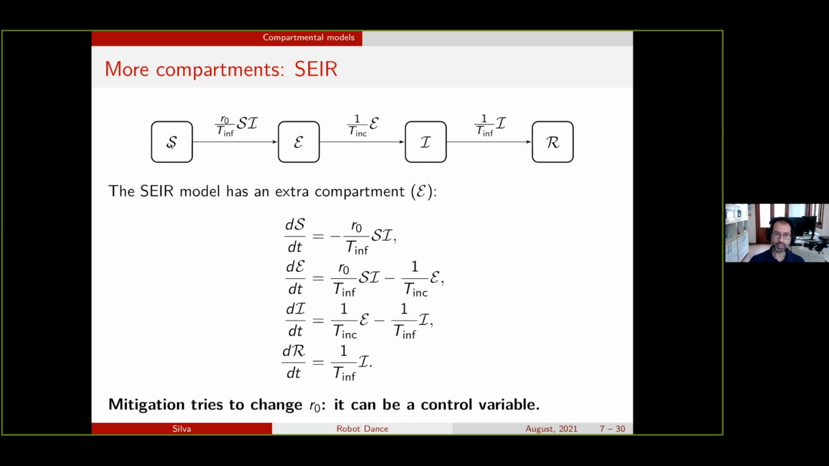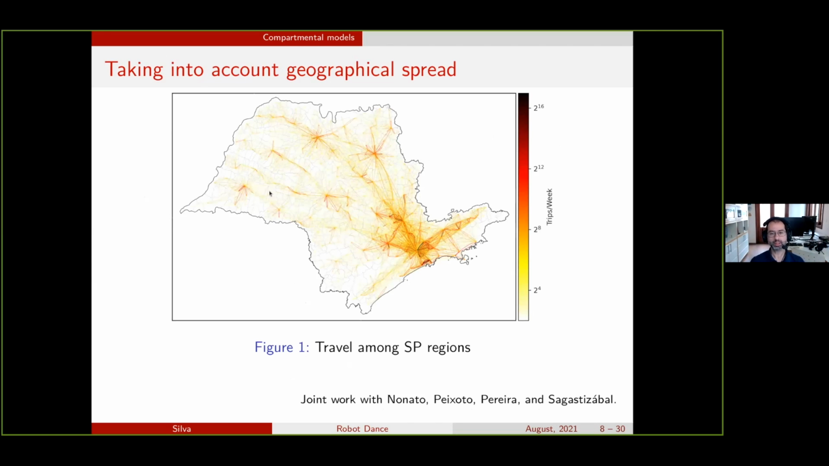And now that we saw that we can add extra compartments to our model, we can actually model many more things. One example is if you consider the state of São Paulo, this is a picture of the state of São Paulo. And here, these lines represent the number of travels that you have every day from some regions of the state, some cities of the state, to other cities. Here is the capital of the state, the city of São Paulo, the big metropolitan area of São Paulo, and everyone goes there.